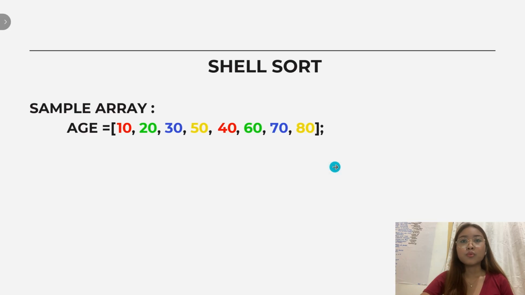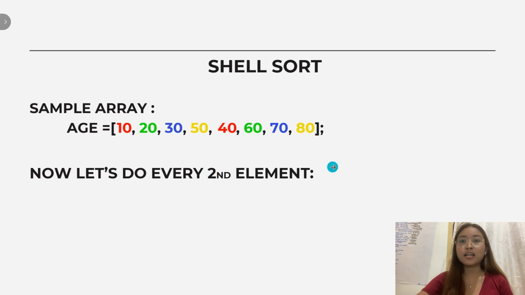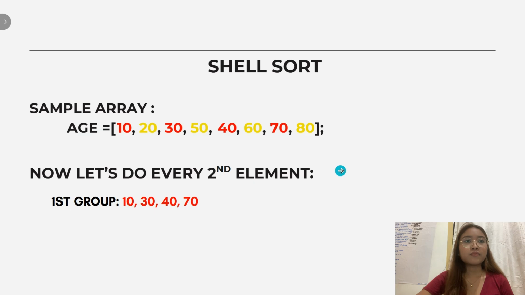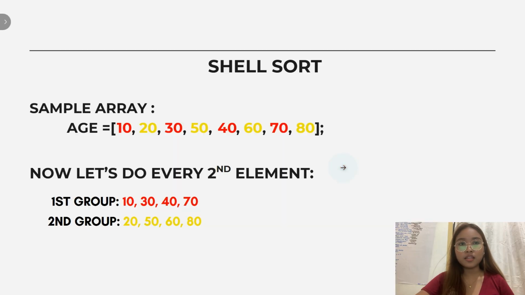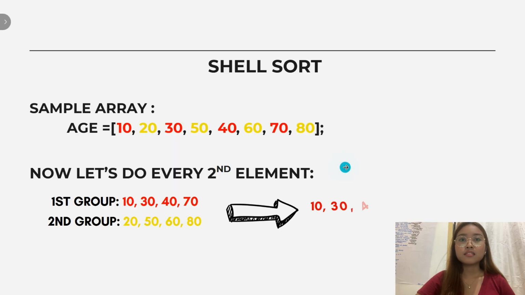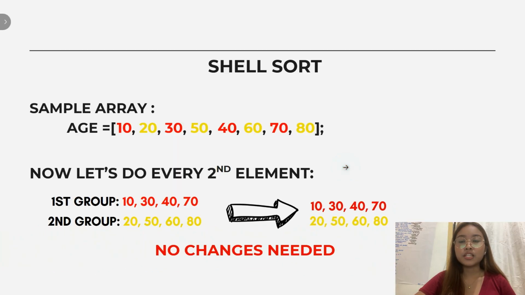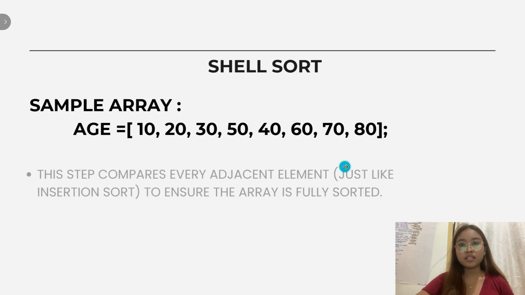Now we reduce the gap to 2. That means we compare and sort every second element. Groups formed: first group is 10, 30, 40, and 70. Second group is 20, 50, 60, and 80. And again, no swaps are needed. So no changes needed. Shell sort recognizes this and prepares for the final pass. Our array still remains the same.